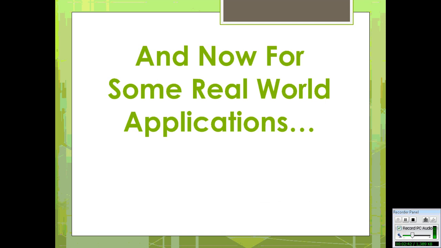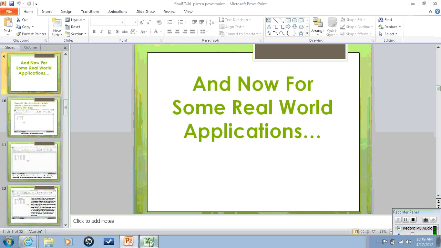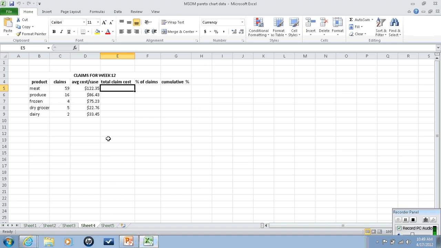So now I'll show you how to make a Pareto chart in Excel. In this problem, you're working for a distribution center and processing claims from supermarkets. These claims come from misshipped product, damaged product, any problem with the product that your distribution center sends to supermarkets. The commodities in the warehouse are broken down into 5: meat, produce, frozen, dry grocery, and dairy. You'll be given the number of claims and the average cost per case of each commodity.